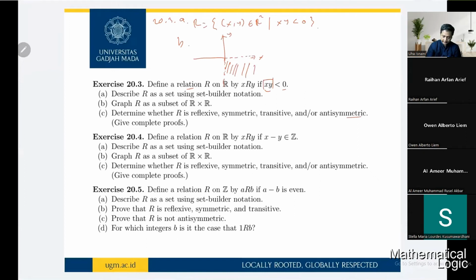Because 0 times everything becomes 0. And is that all? Of course not, right? Because we know when Y is positive and X is negative, that also works. So we have this one, then everything here. So that's the graph for our relation. And then the last one is the big job for us. So is it reflexive? Is it reflexive?